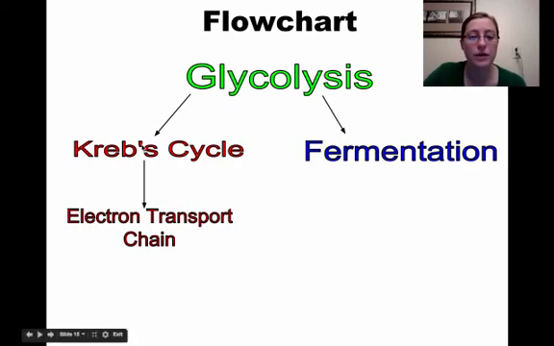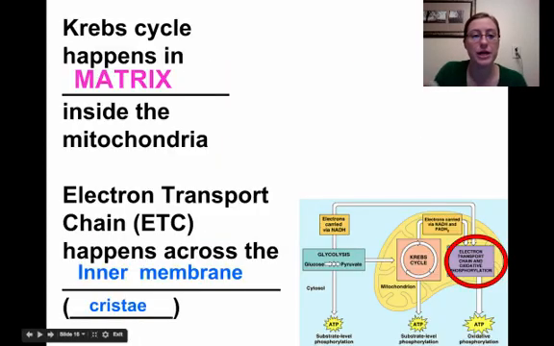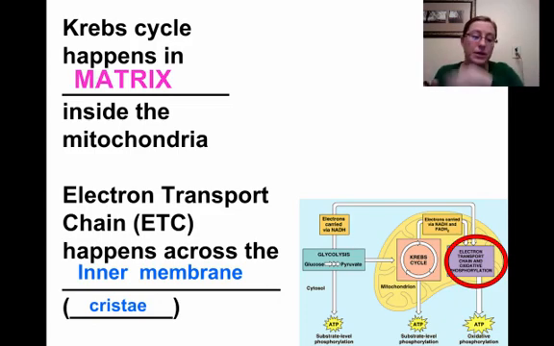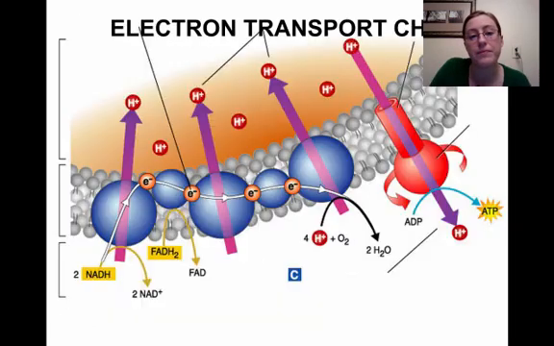Then we moved that pyruvate into the Krebs cycle where we were able to extract more energy from it. We made more electron carriers, a little bit of ATP, and some carbon dioxide as waste. Now we are at the electron transport chain. Whereas the Krebs cycle happened deep within the matrix, the electron transport chain is going to happen across the inner membrane. We're going to literally be in the membrane.